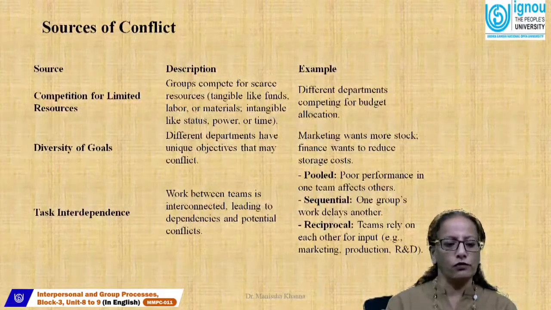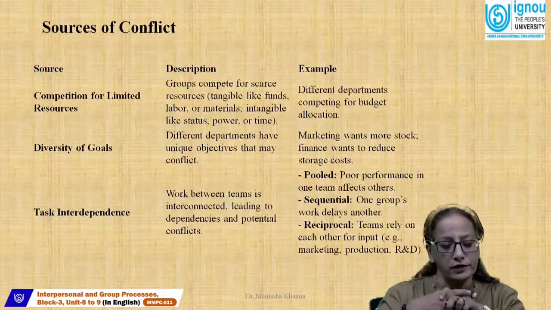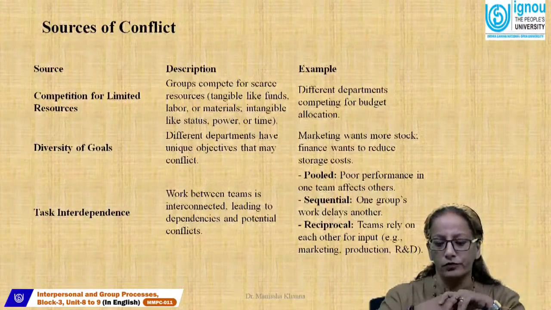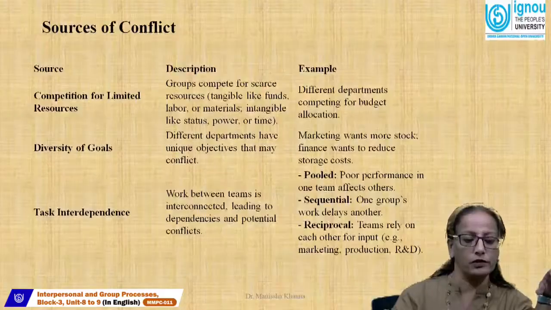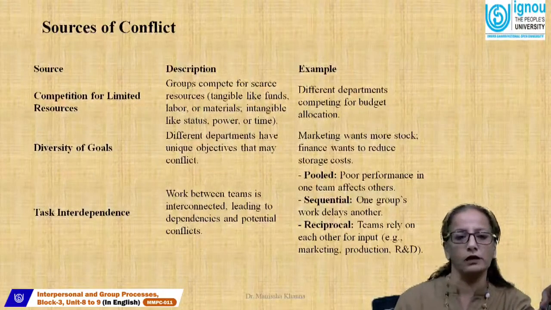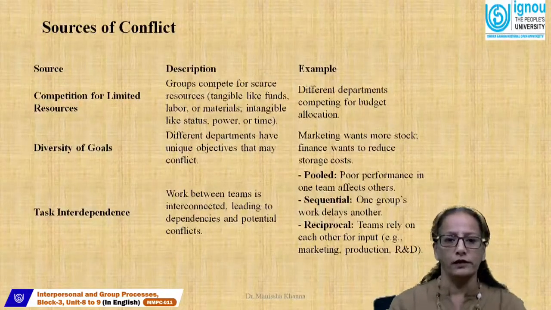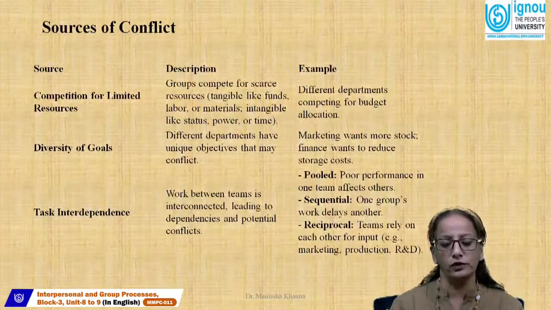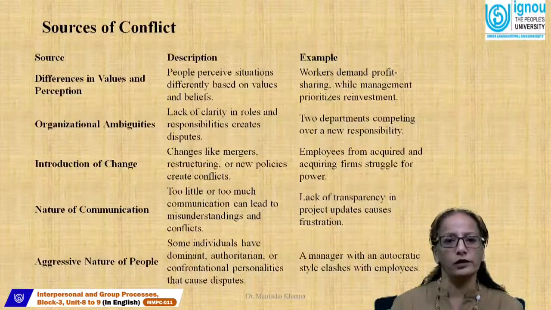The sources of conflict are competition for limited resources, then diversity of goals, where marketing wants more stock, or finance wants to reduce the storage cost. So there is diversity of goals, because the sales and marketing department have different goals, and production and R&D have different goals. Task dependence is another source of conflict, where the work between the teams is interconnected, and here it can be pooled, sequential, or reciprocal.